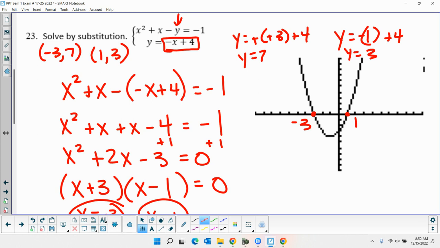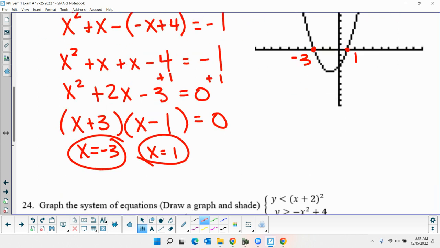So remember, it's 2 points. Two solutions. You need an X and a Y. Since there was two X's, there's two Y's. Questions? All right, 24.